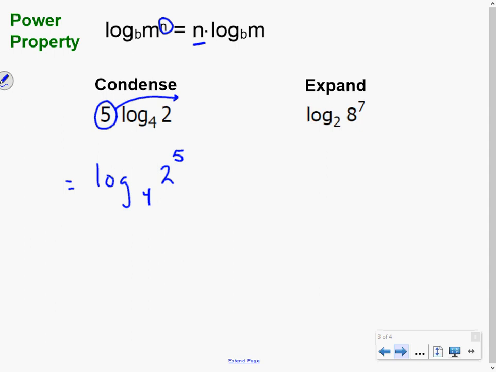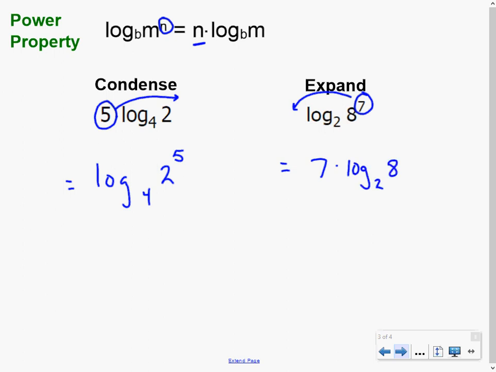Expanding is going to be the opposite, where we're taking exponents and we are dropping them down. I've said that we're going to be condensing a lot more than we expand. The power property here, we're going to be using a lot. So this one, we're going to actually be doing condensing and expanding quite a bit using this property. So this would change into 7 times log base 2 of 8.